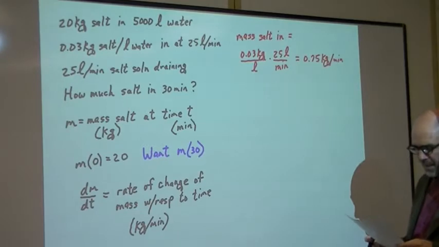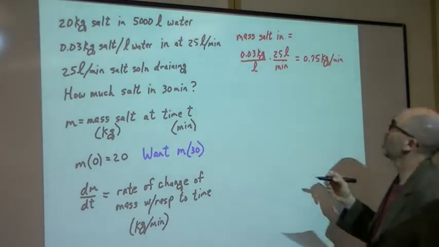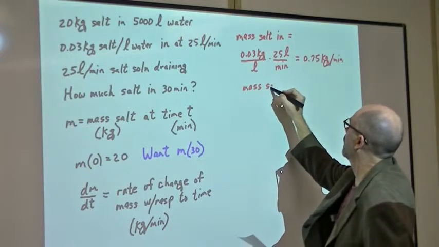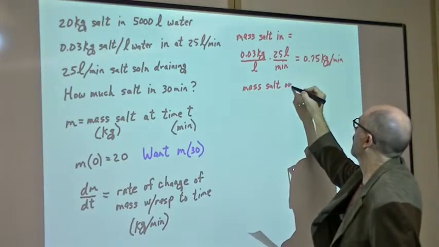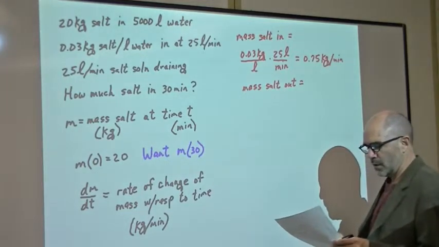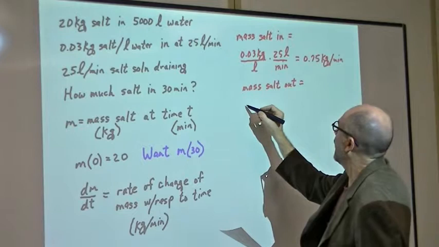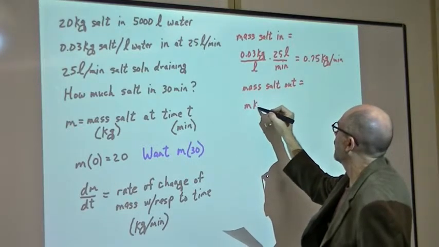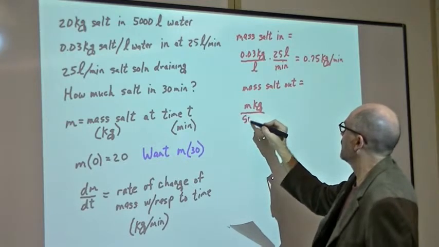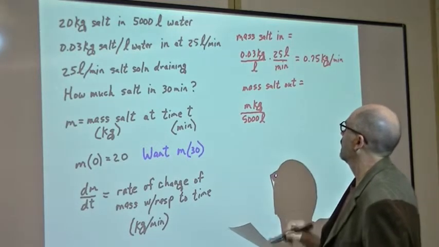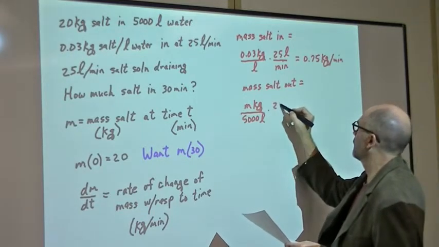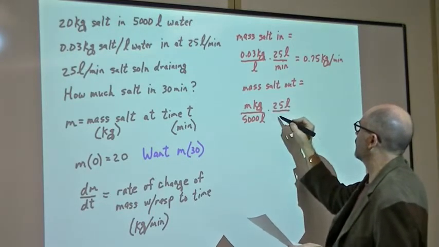Now, the mass of salt out, that's going to equal m kilograms per 5,000 liters times 25 liters per minute.